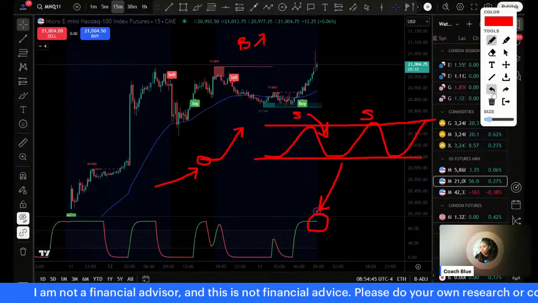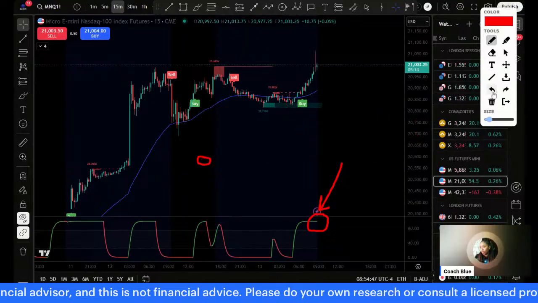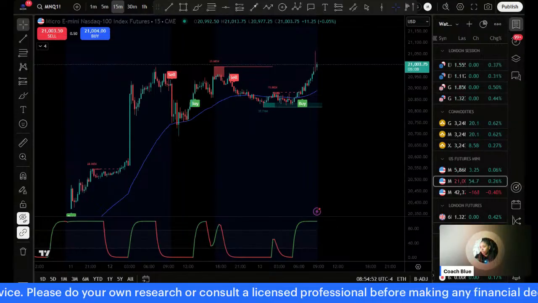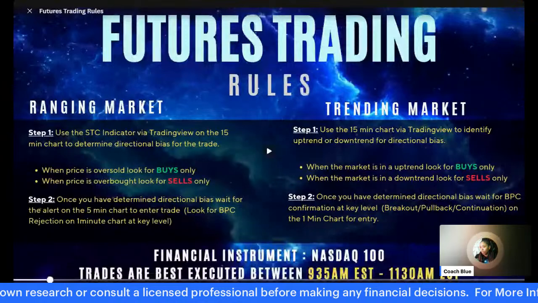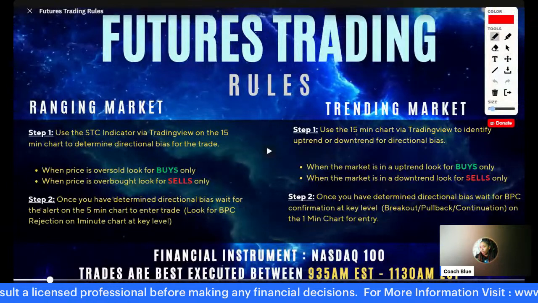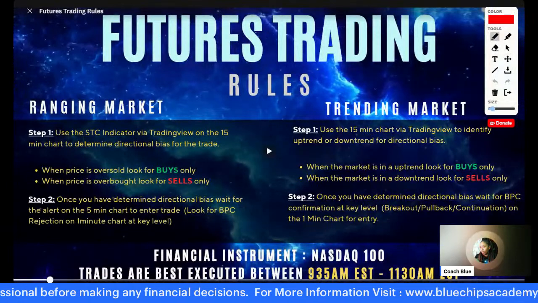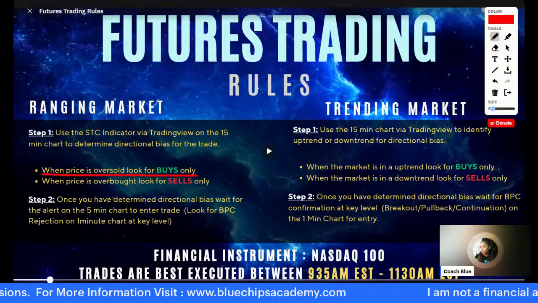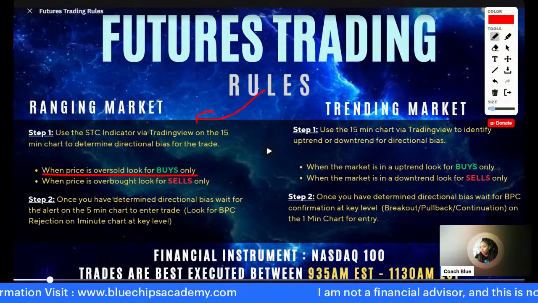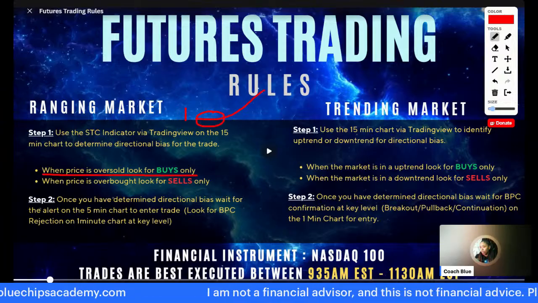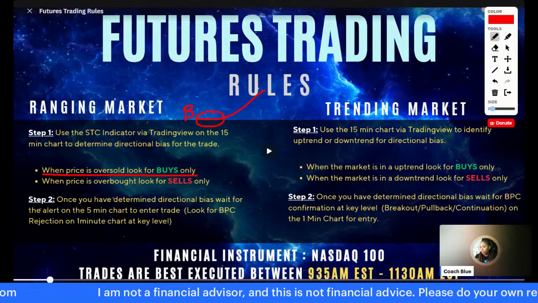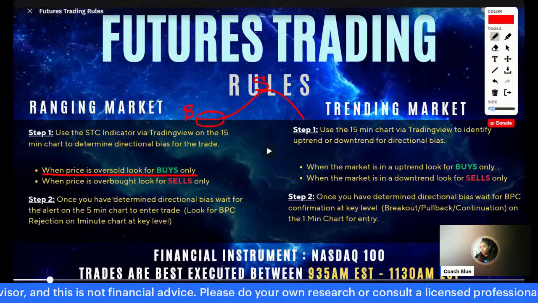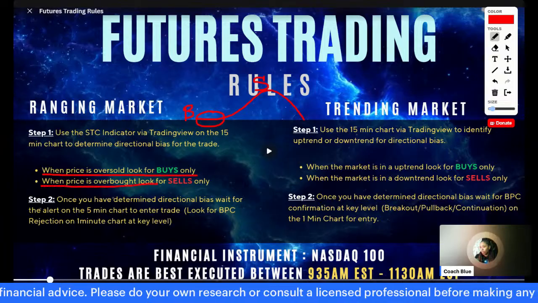Okay? So when we're looking at our rules, let's go back to our rules. And great morning to everybody that's joined. When we're looking at our rules here, when price is oversold, we look for buys. We just talked about that, right? Price is oversold, meaning we're at the bottom here. When price is overbought, we look for sales.